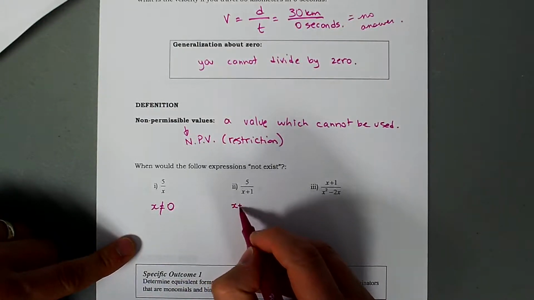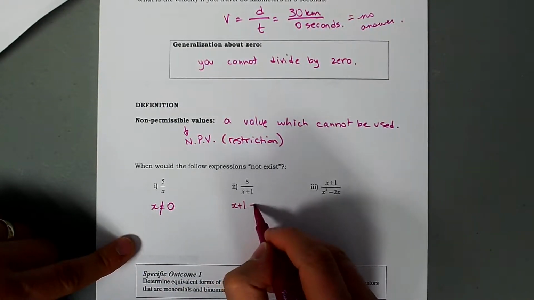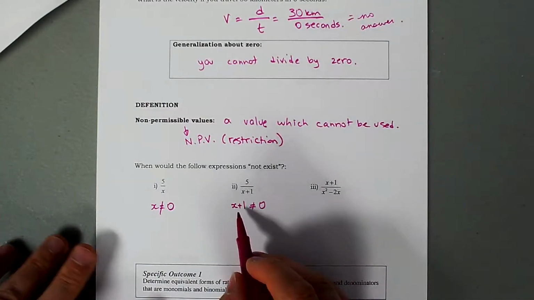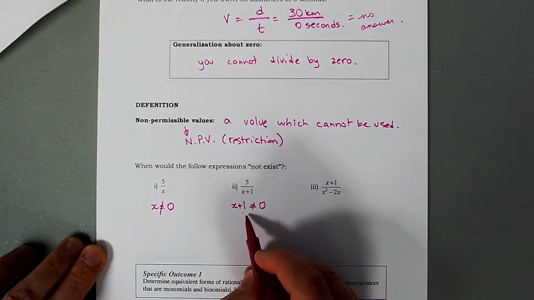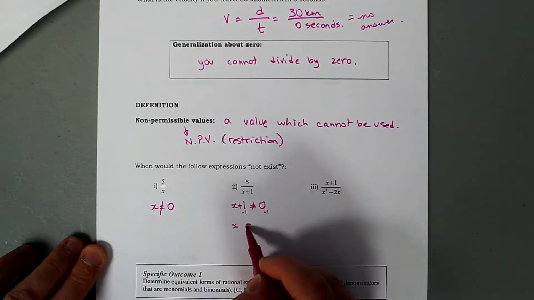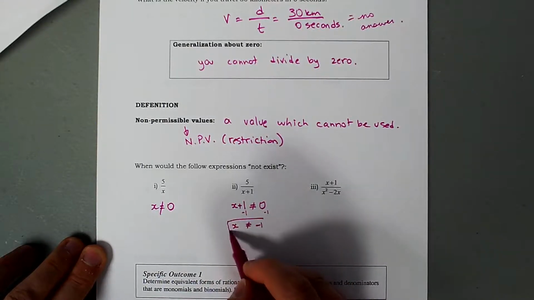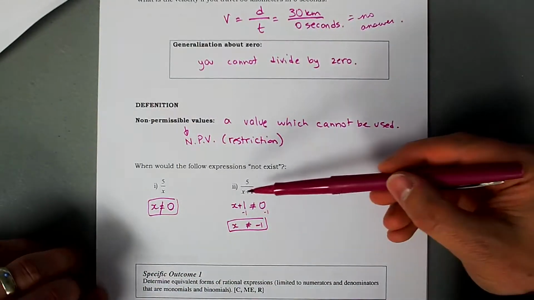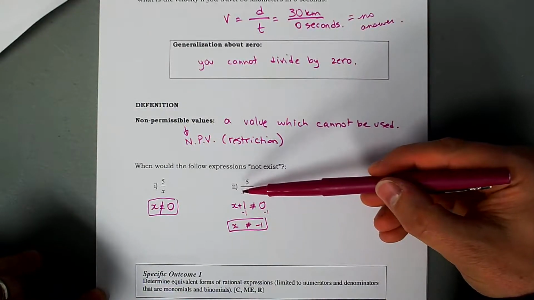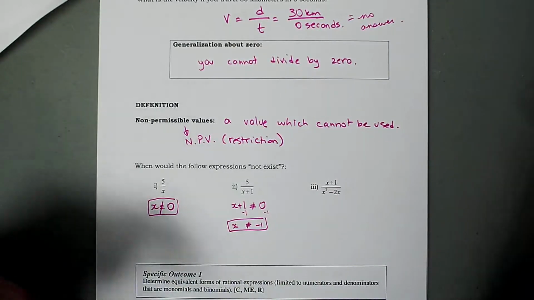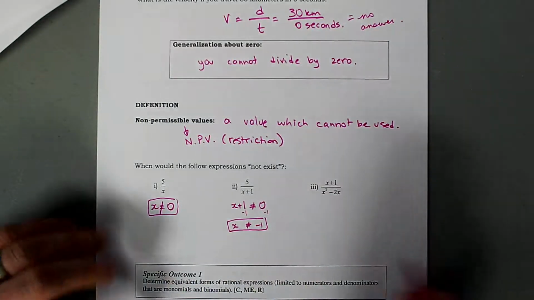I'm going to take this bottom and say the bottom expression cannot be 0. It's a little mini equation. Treat this like we're solving for x, and subtract 1 from this side, subtract 1 from this side, and what we end up with is that x cannot equal -1. -1 is actually our non-permissible value in this case, because if you replace this x with a -1, you get -1 plus 1, they cancel out, you get a 0 on the bottom, and that's the value you cannot use.